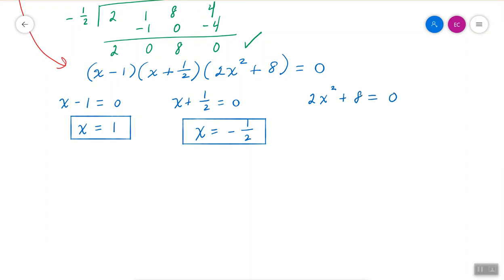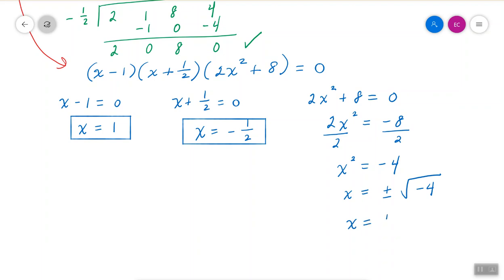So the last one, the last factor is 2x squared plus 8. This does not factor, but it's not too difficult to solve. If we subtract 8 from both sides and then we divide by 2, we get x squared equals negative 4. And so x equals plus or minus the square root of negative 4. And the square root of negative 4 is 2i. And so there are the last two solutions.